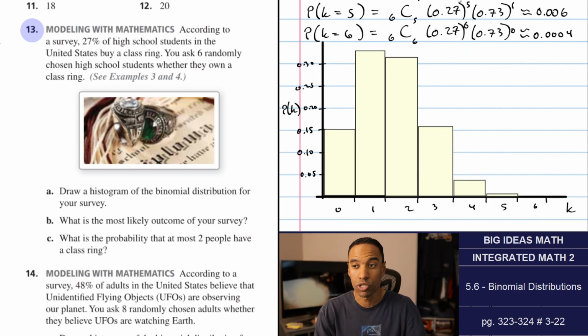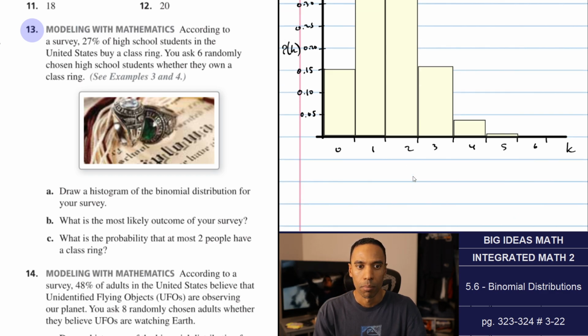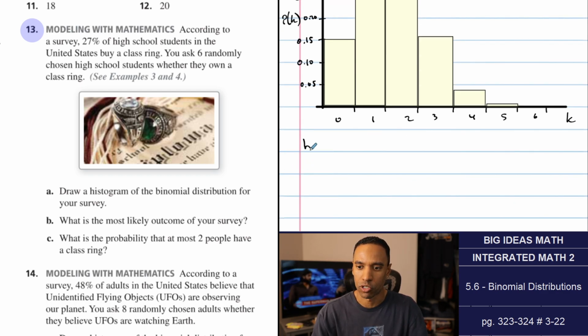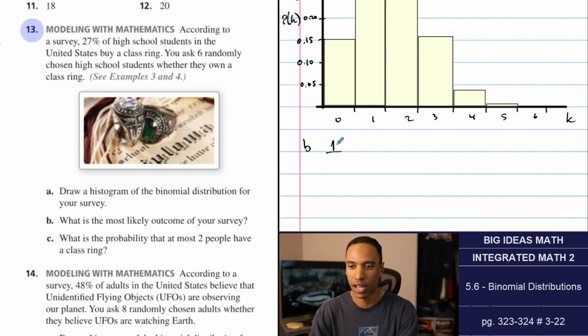That's the histogram. That was just part A. Part B. What is the most likely outcome of your survey? Well, we already saw that. That would be 2 class rings. No, 1. Ha ha ha. 1 class ring purchased is most likely.